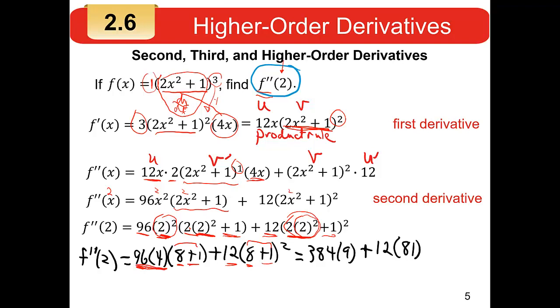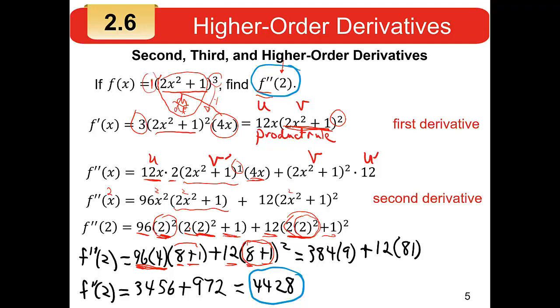When you do all that, you'll get 384 times 9 plus 12 times 81. Remember, this 8 plus 1 here gets squared. And then you've got 384 times 9 plus 12 times 81, and that comes out to be 4,428. A lot of arithmetic, but not difficult.